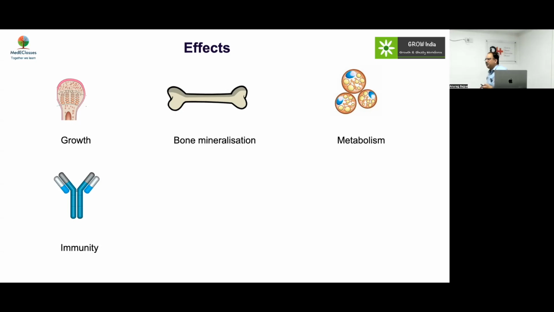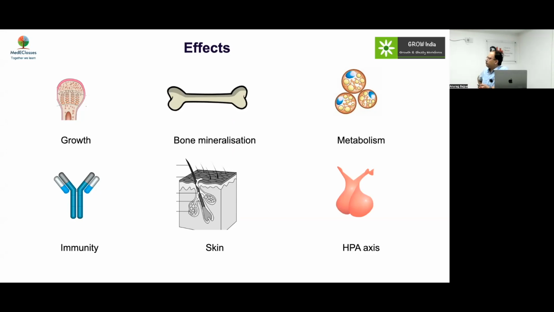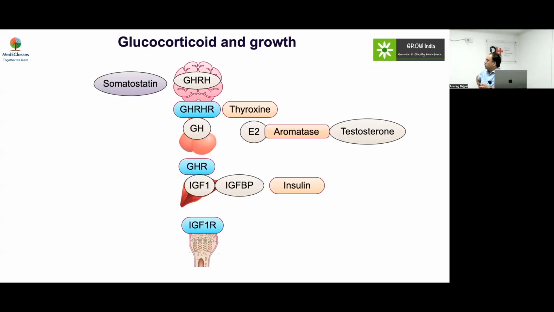They will have a suppressive effect on cellular and, to a lesser extent, on humoral immunity, but they will have an impact. Skin, they will have skin fragility, and we all know about bruises and other aspects, and the HPA axis of course is there. So what about growth?